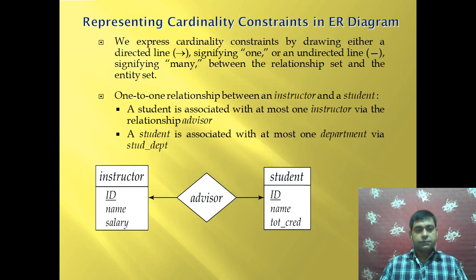Now, representing cardinality constraints in an ER diagram. This is a very important part of the ER diagram representation. If only one entity is connected with one entity, then we use this arrow sign, and this arrow sign means that only one is connected with another one. So that is why this arrow sign is there.